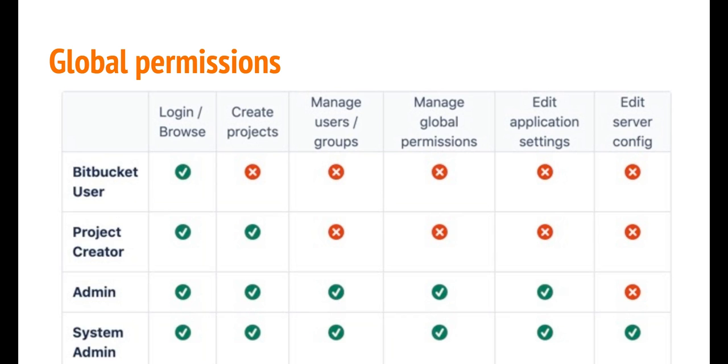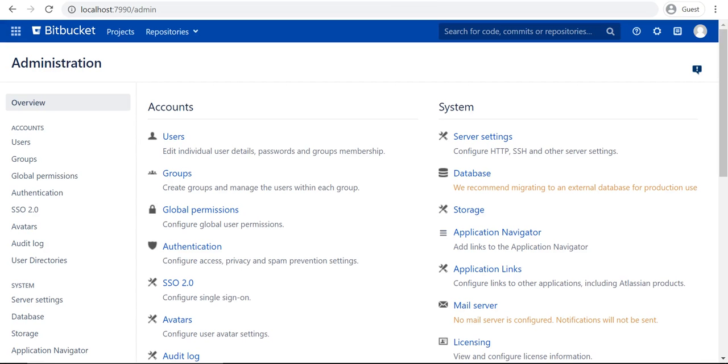Bitbucket user has access of login and projects, while project creator has access of login as well as creating a project. Third, we have admin, having all the accesses except editing server settings. The last role that we have is system admin, having all the accesses in Bitbucket. So we have different roles with different accesses. Let's log in with different users having different roles and see settings according to their access.